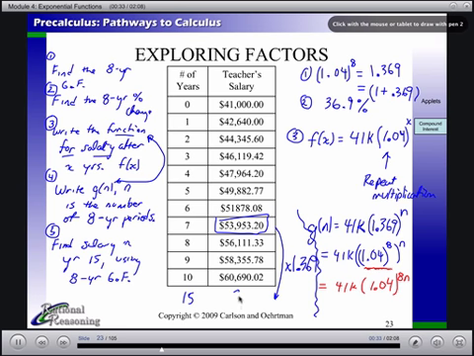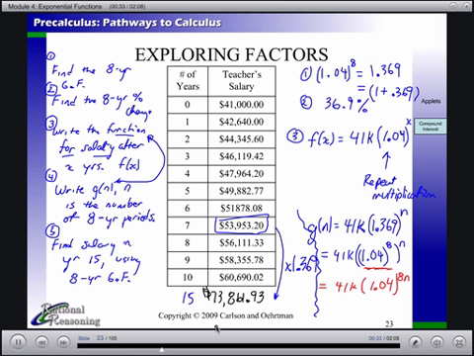And what do you get? 72,861.19. If you wanted that in a function, would you use the original 41,000 and then 1.369 to the 7? No, because that would give you 41,000 times 1.369 to the 7th, that'd be 7 8-year periods. That'd be 56 years.